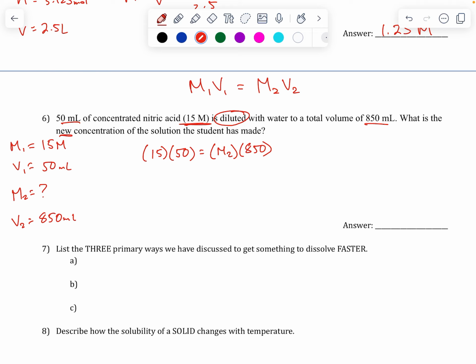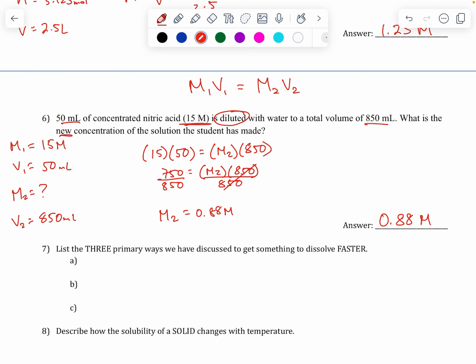Say you simplify, you get, I believe, 750 on this side. We're going to divide both sides by 850 to get the variable by itself, and M2 is going to be equal to, I believe, 0.88 molar. So our answer is 0.88 molar.